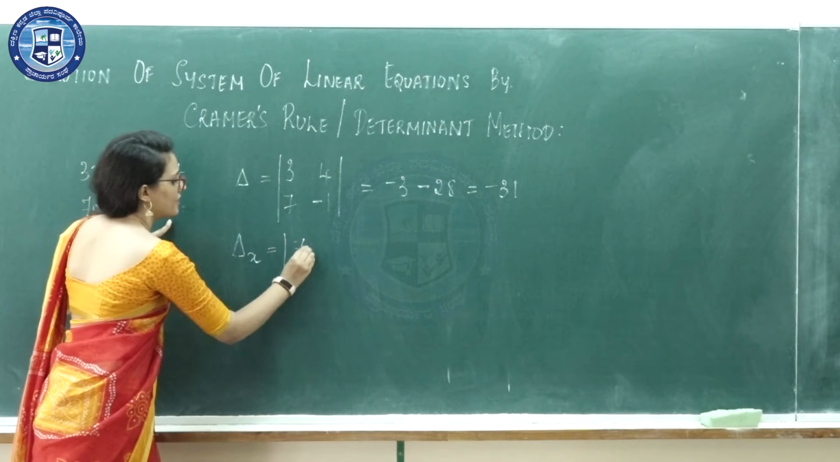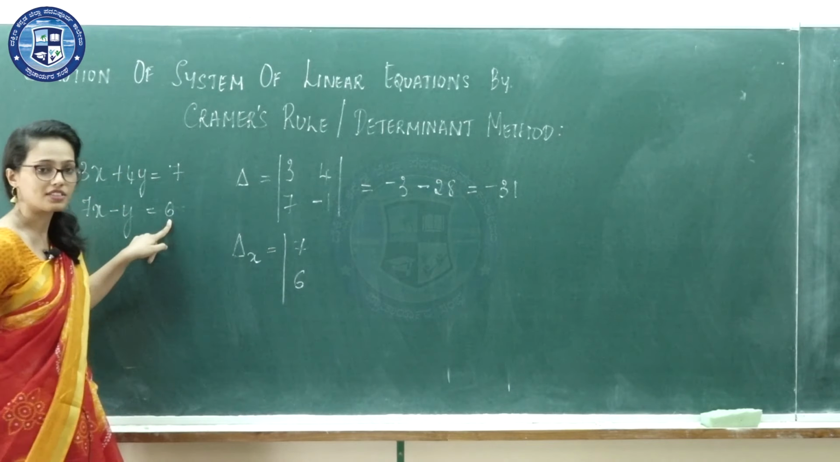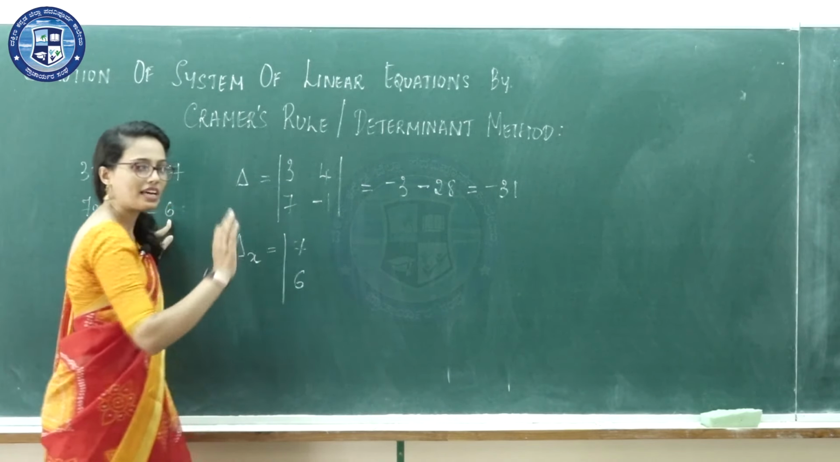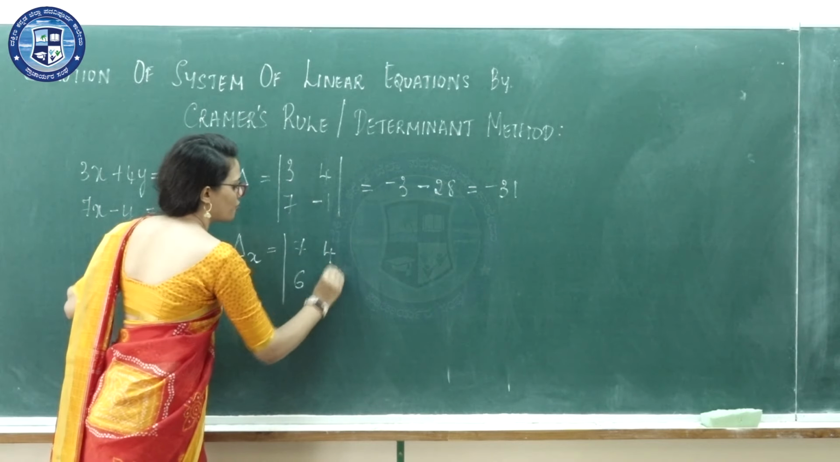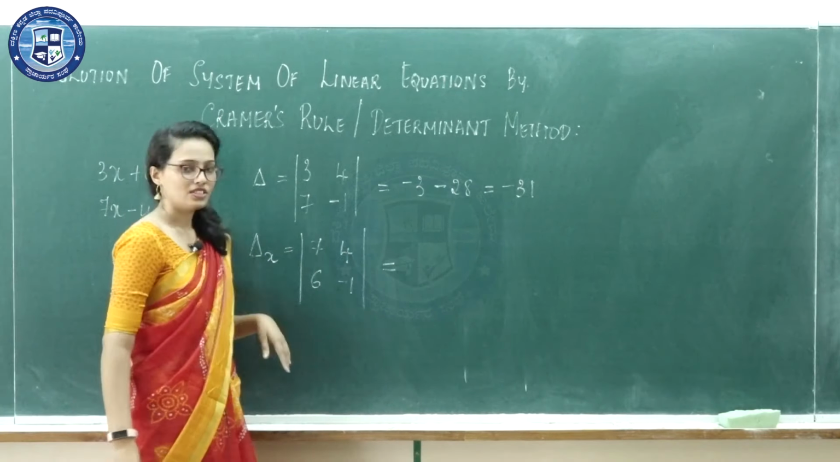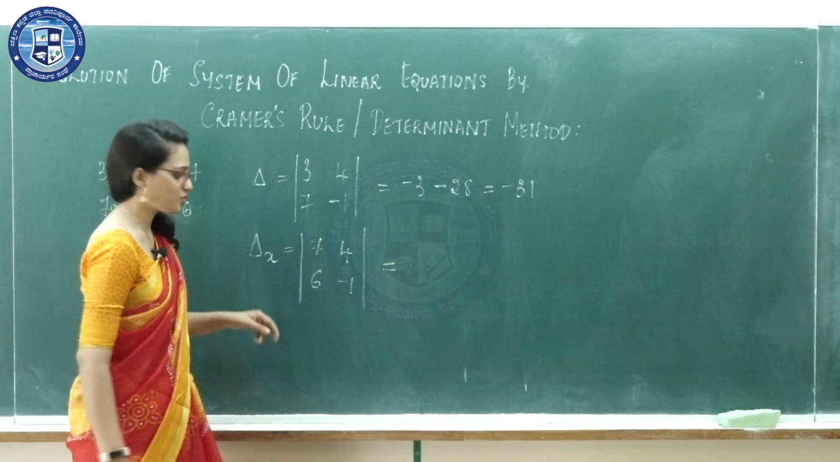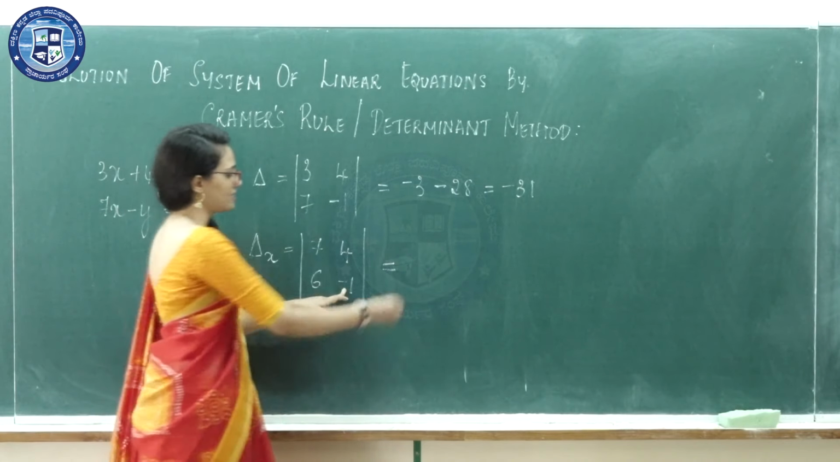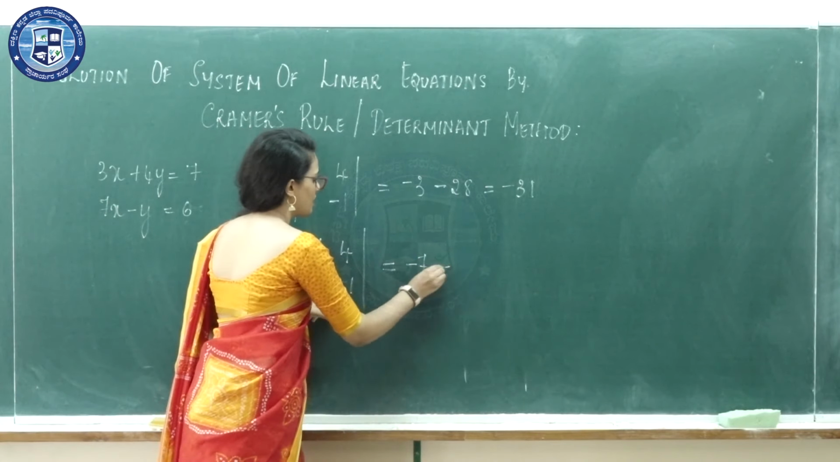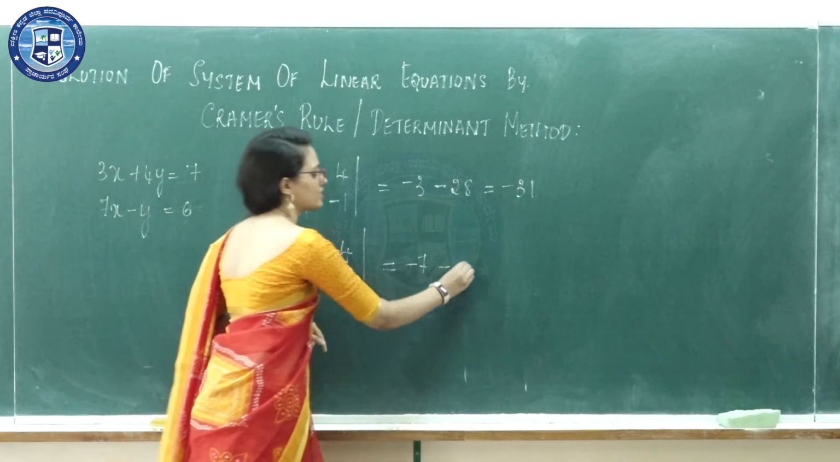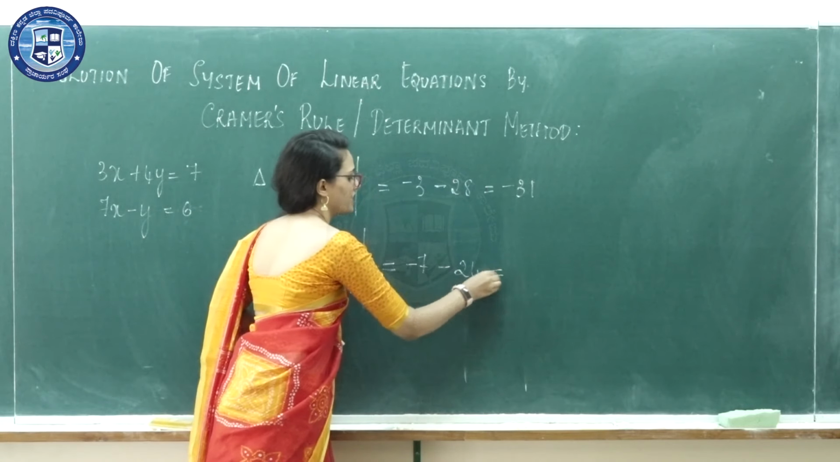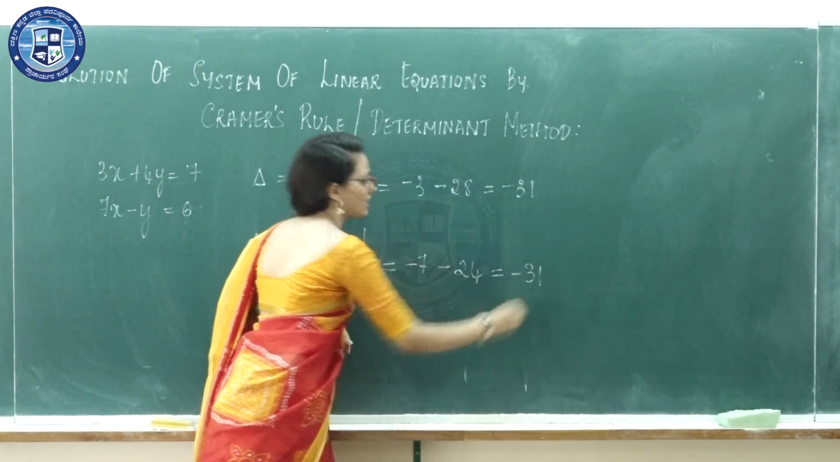So what happens? We get 7 and 6 in the first column. Second column, I'll keep it as it is. So 4 minus 1. So let's calculate the determinant value here. This is 7 into minus 1 is minus 7, minus 6 into 4 is 24. So we get minus 31 as the answer.